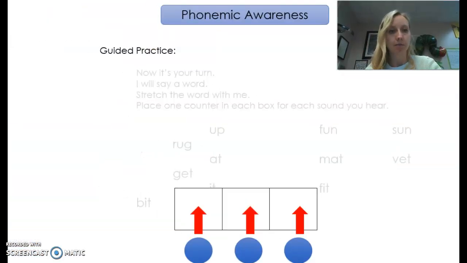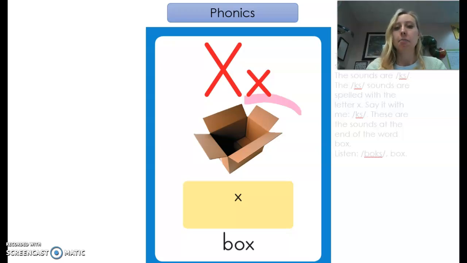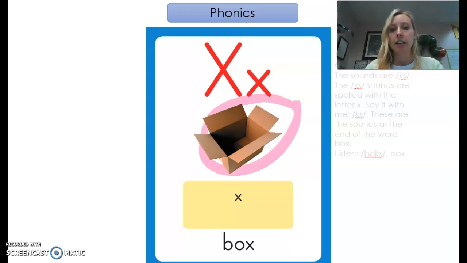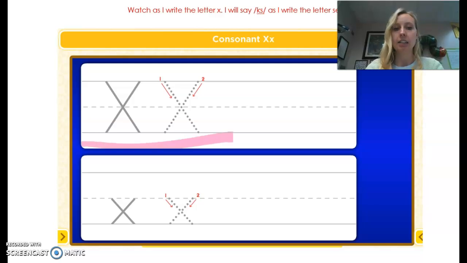Okay, friends, this is the box card, and we have uppercase and lowercase x. The name of the letter is X. The sound is x, x. The sound is x. You'll write uppercase X and lowercase x a little bit later.